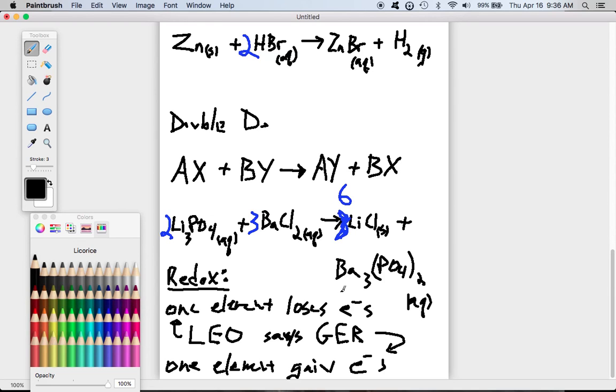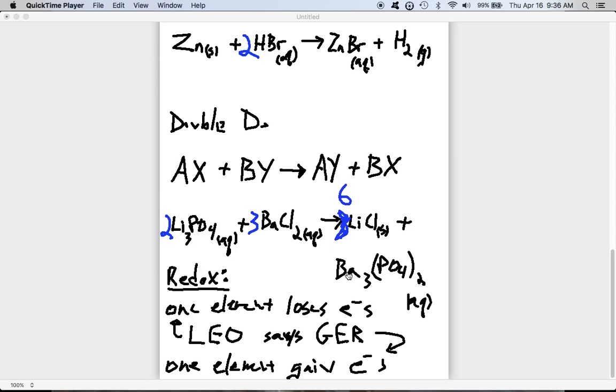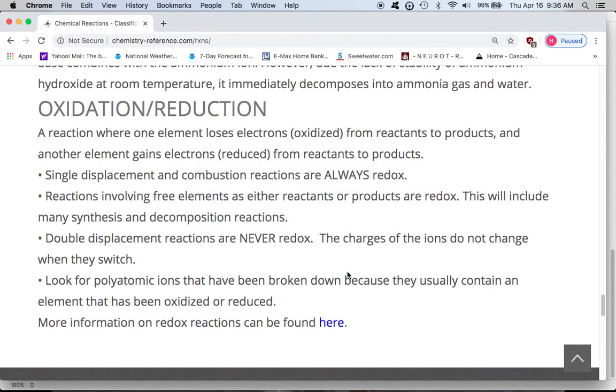So then how do you know if a reaction's a redox reaction? That one's kind of tricky, because you've got to look at the reaction. So what I did is, I'll post a link to this too. Let me tab up. Oh, there we go. Oxidation-reduction: a reaction where one element loses electrons (oxidized) from reactants to products, and another element gains electrons (reduced) from reactants to products. So it's just a list of rules.